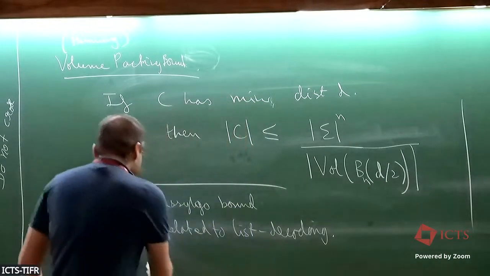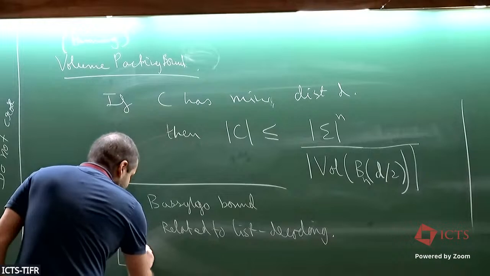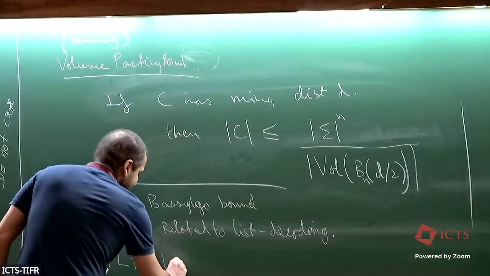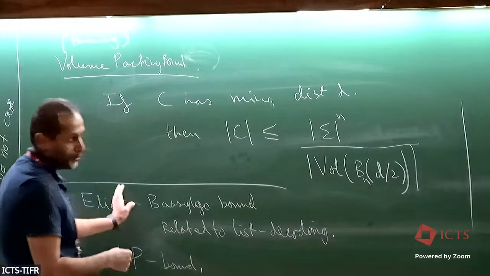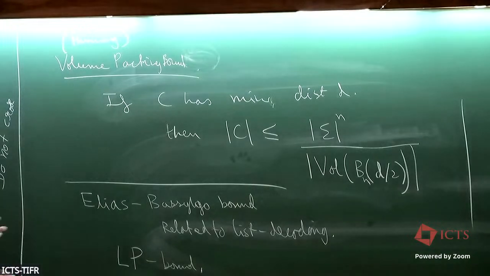And there are even better bounds. There's something called the linear programming bound, which is even more fancy, which is related to Fourier analysis of Boolean functions.